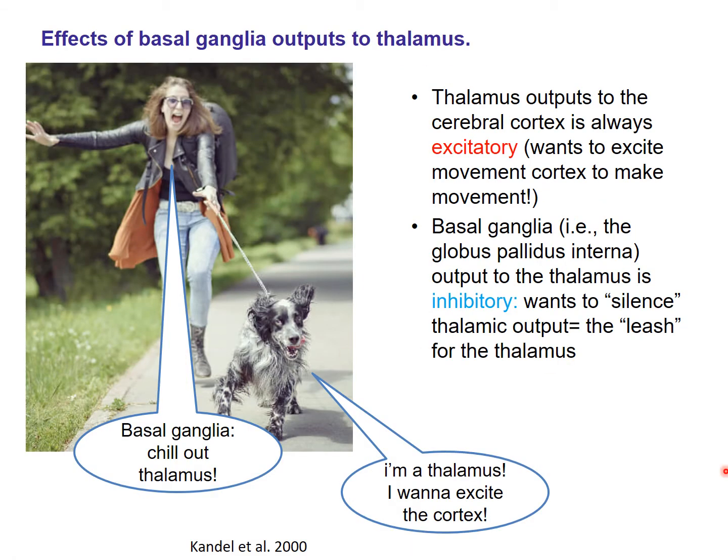So what are the effects of the basal ganglia outputs to the thalamus? Well, it's first useful to know what the thalamus does to cortex. The thalamus is like an overexcitable puppy. It always wants to excite motor cortex to make movement. The basal ganglia, or more specifically the globus pallidus interna, acts like a leash for this overexcitable thalamus. This is because the globus pallidus interna's output to the thalamus is inhibitory. It wants to silence the thalamic output.